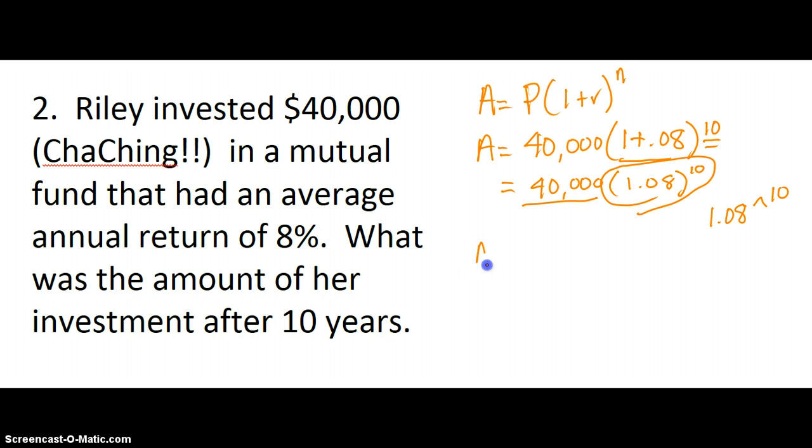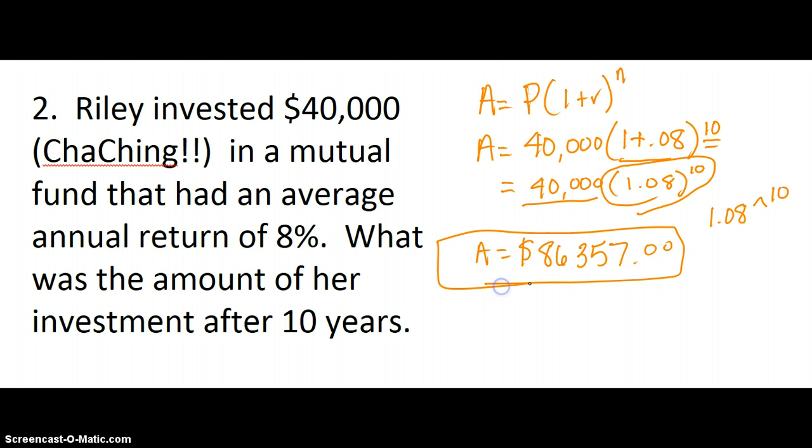that A equals, now we're rounding to the nearest hundredth. And so this comes out 86,356.999999989. That's going to round to a whole number, that 99.9. So your amount is $86,357. That one is really cool. She doubled the amount of money she started with, which I think is pretty awesome.